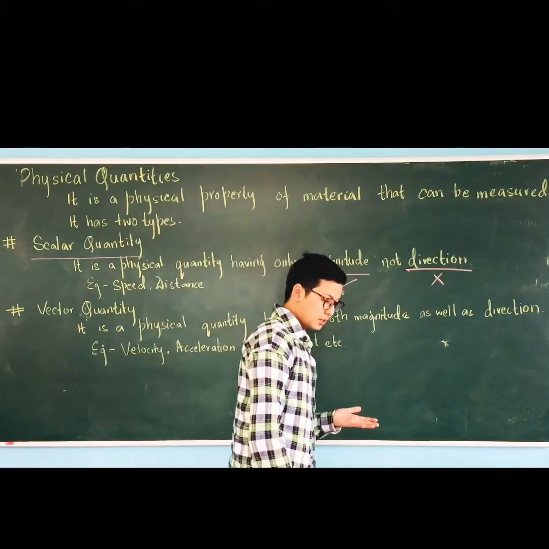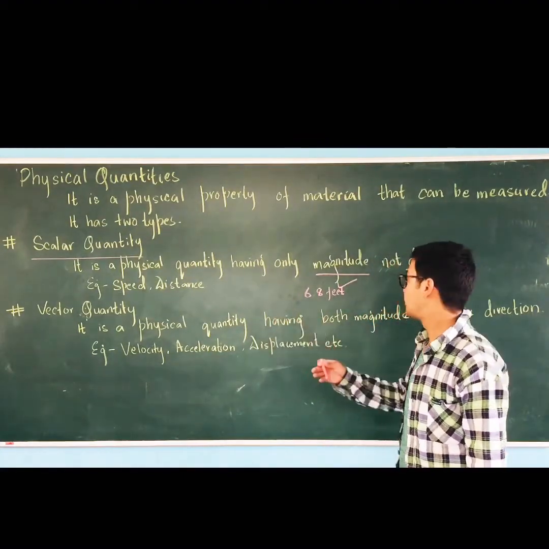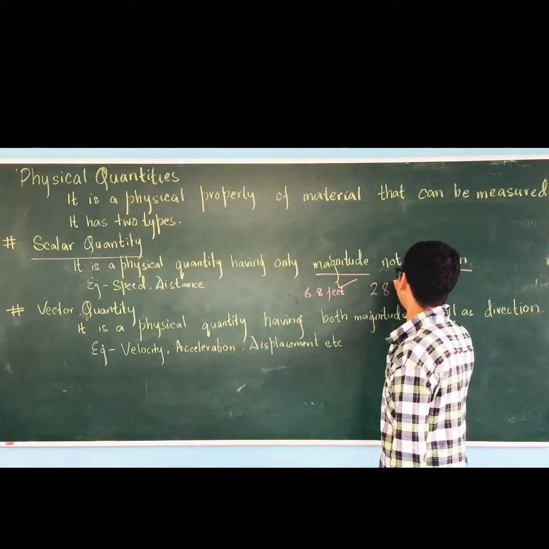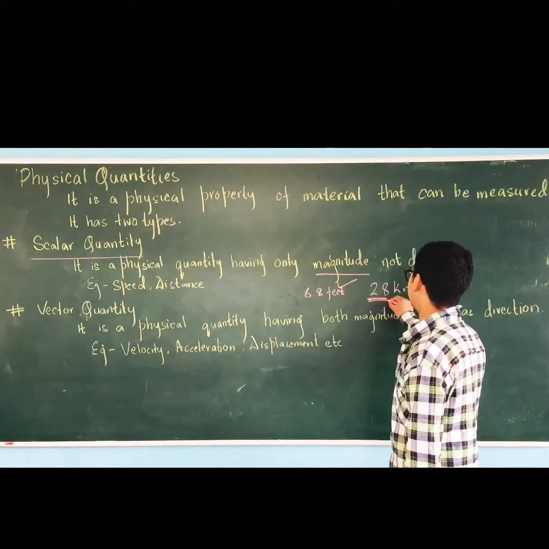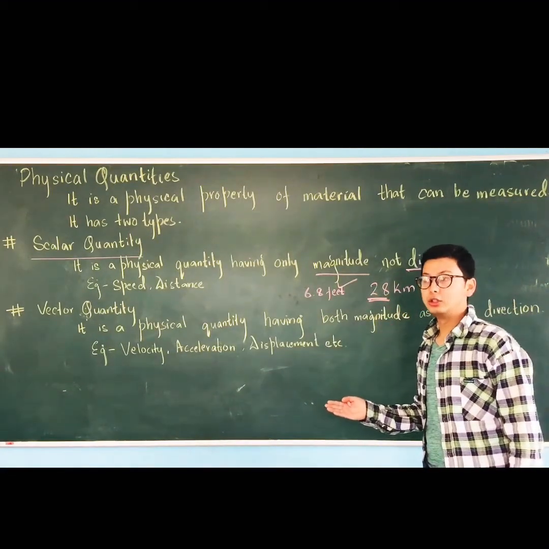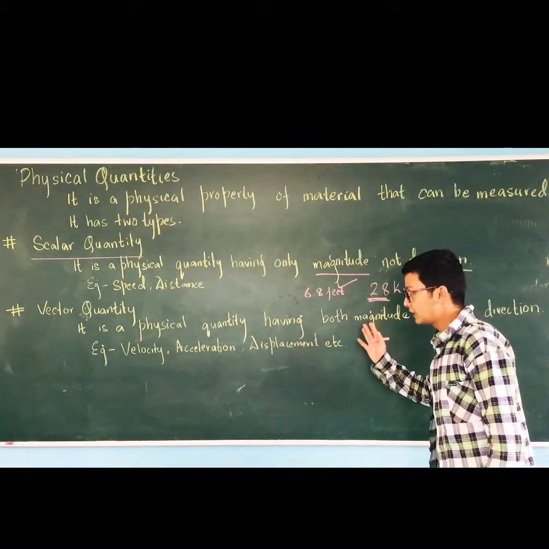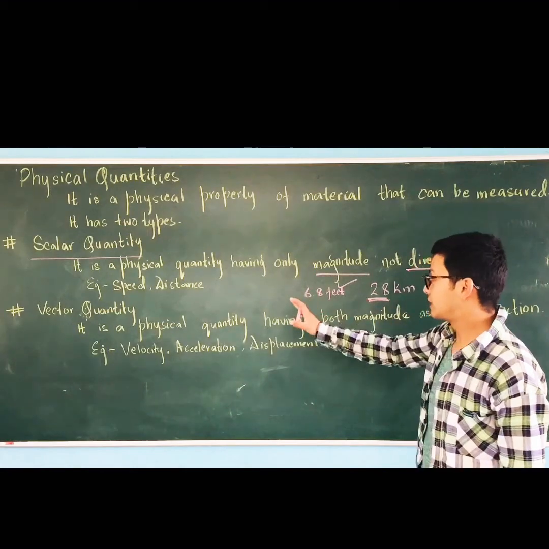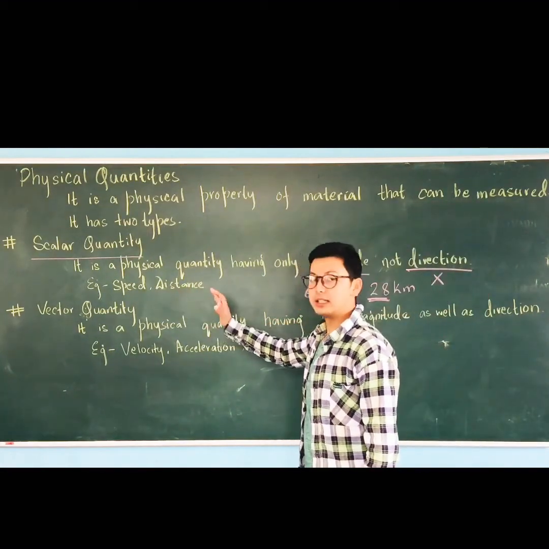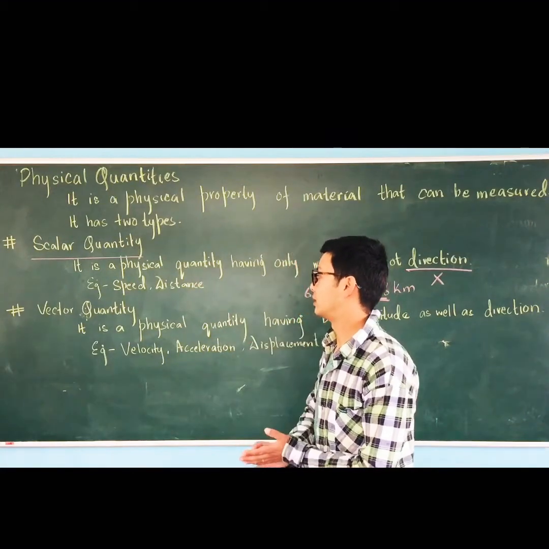Or the distance. Suppose the distance from Ramagala to Namchi is 28 kilometers. So this is the value, right? So it has a fixed value. So anything that has value is magnitude. Yeah, you can tell it as magnitude, right? So I've given you some examples, that is speed, distance, etc. These are some examples of scalar quantity.